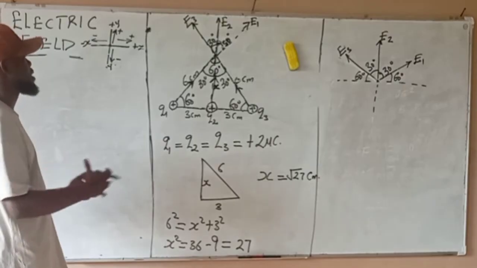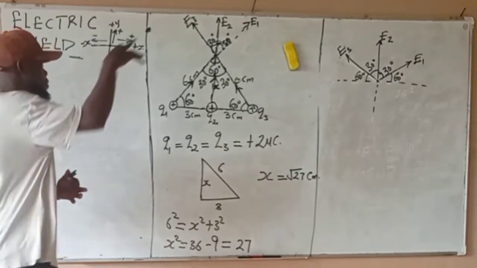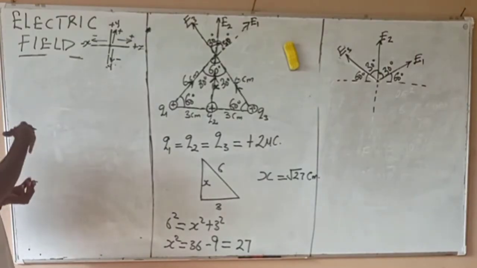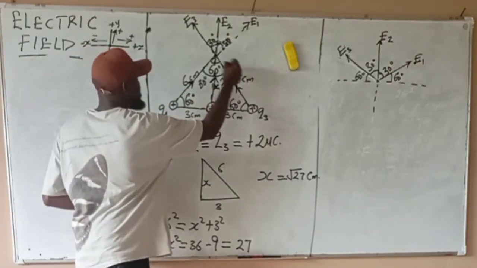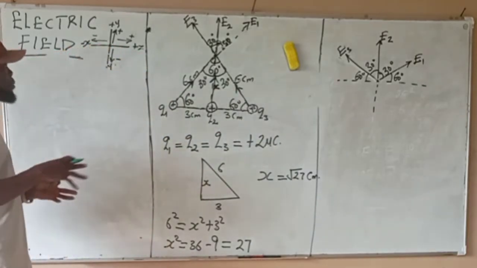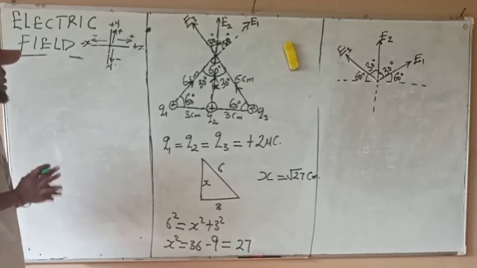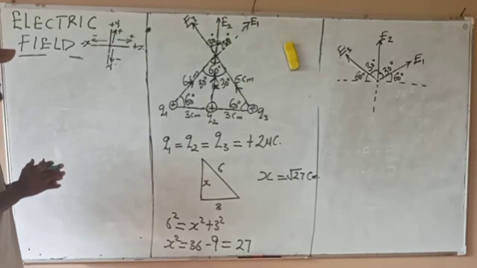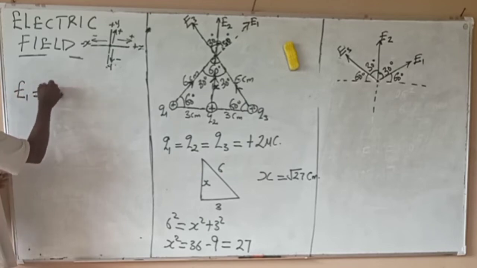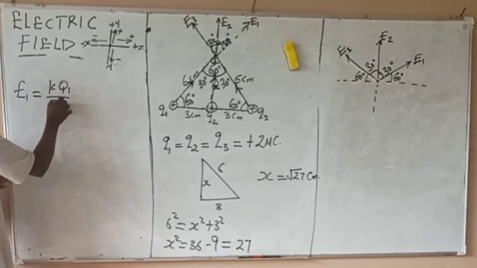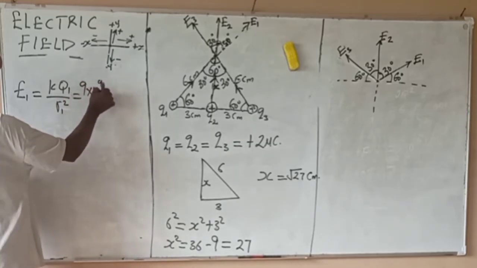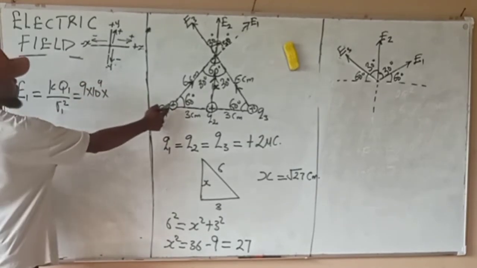So what are we going to have as our answer? We don't know E1, we don't know E2, and we don't know E3. And remember, the distance between this point and Q1 and Q2 are both the same. So E1 and E2 automatically will give us the same answer. So let me calculate for E1. E1 will be KQ1 over R1 squared, which is 9 times 10 to the power 9 times, what is the value of this charge?